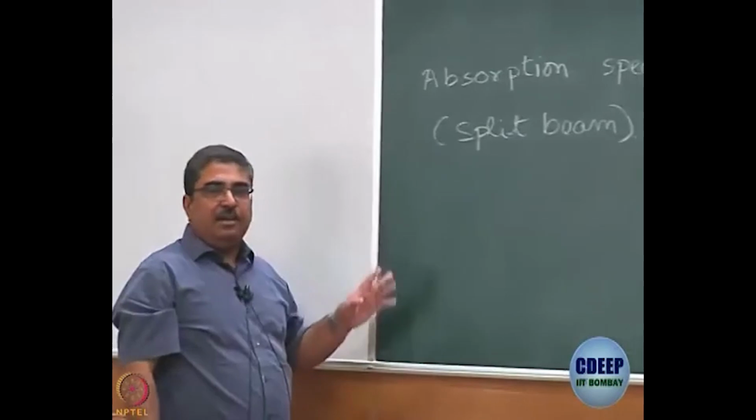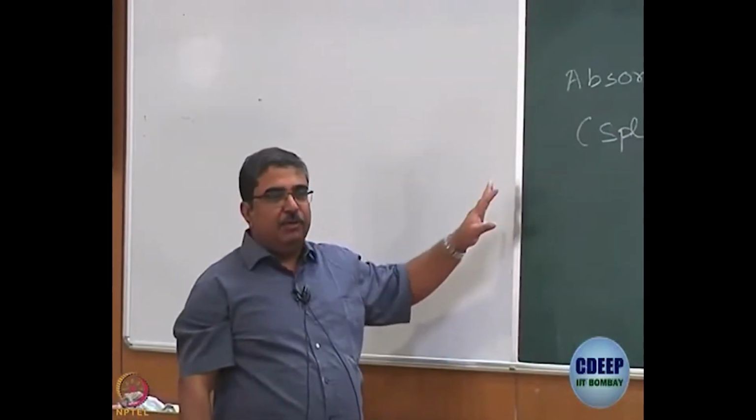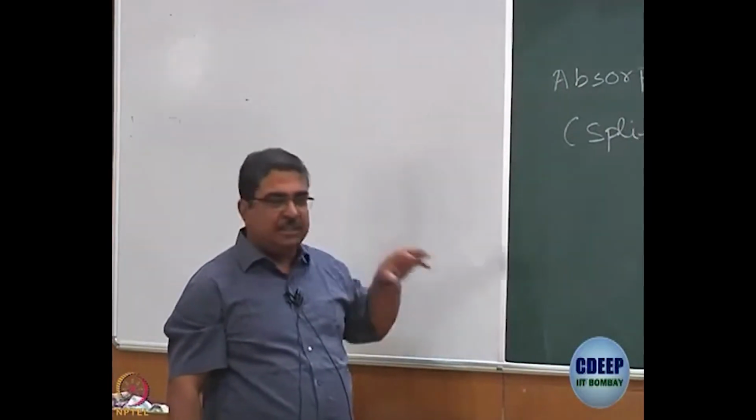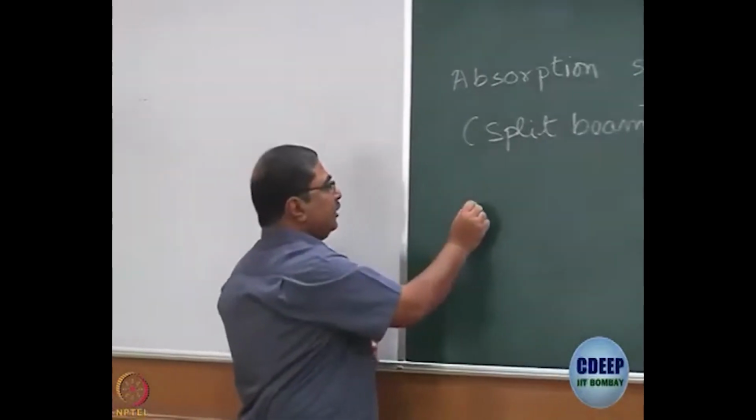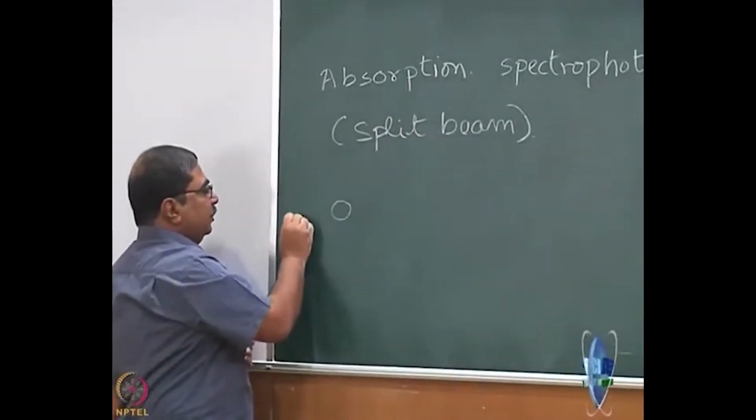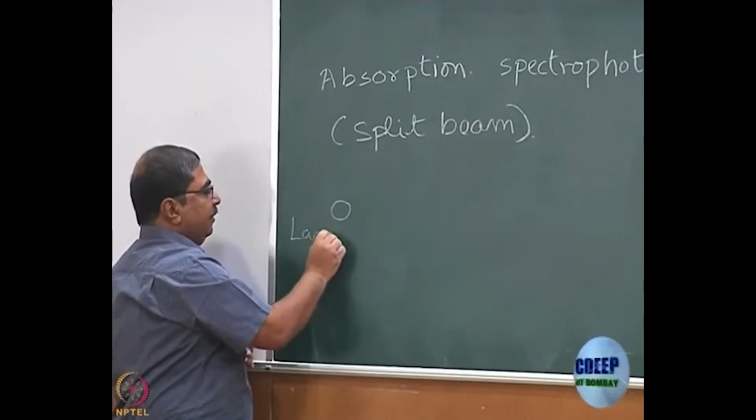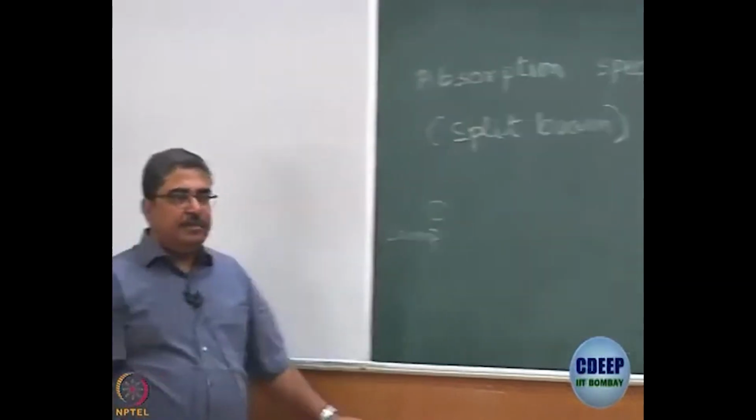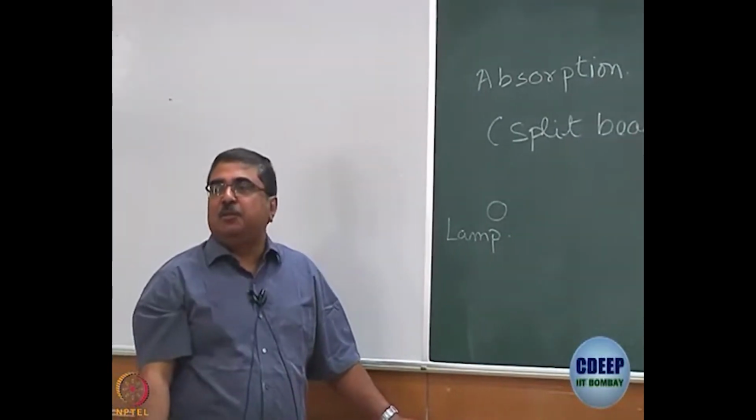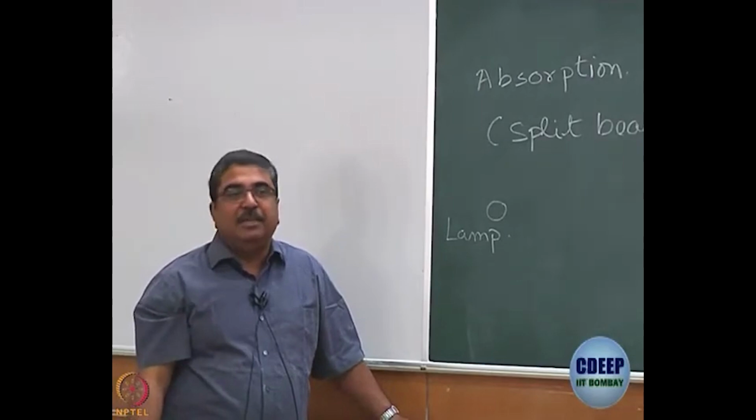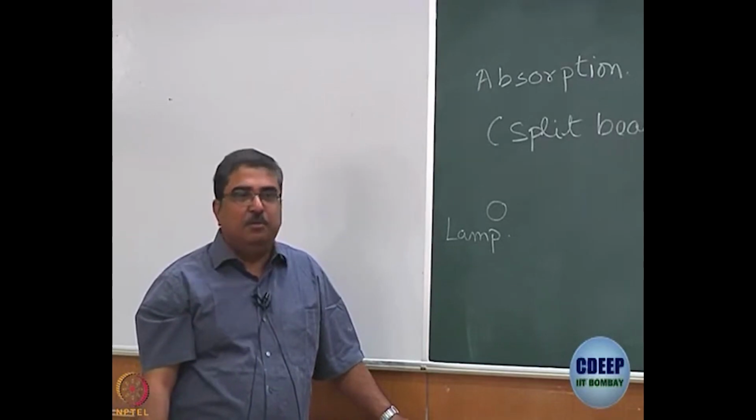Okay. What do we have? I am drawing the schematics first, then we will go into a little bit of detail of some components of the spectrophotometer. First of all, of course, you need a light source, which is usually called a lamp. What is the light source that you use? Depends on what kind of energy regime that you want to probe.